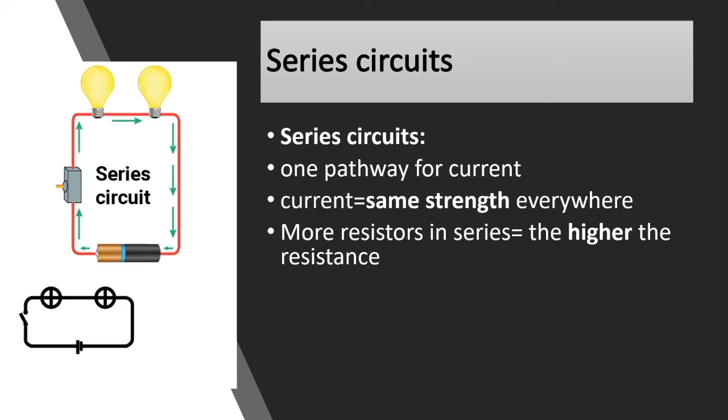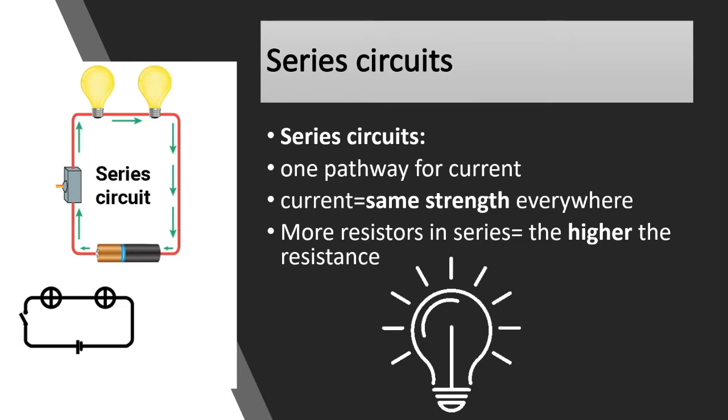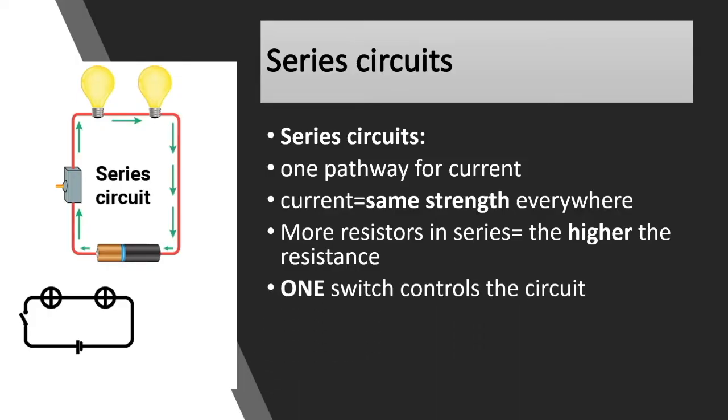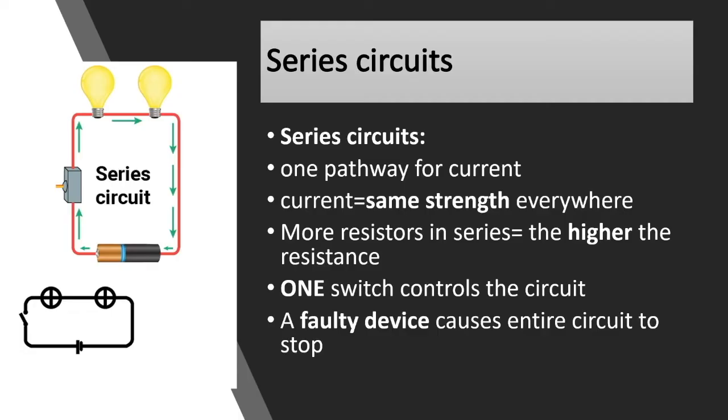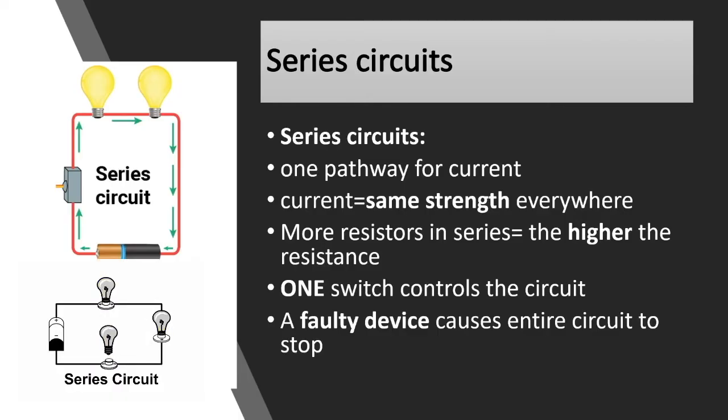So if we add more resistors like light bulbs or resistors in general, the higher the resistance will be of the series circuit. In a series circuit, because there is only one pathway, we only need one switch that will control the circuit. So if we switch the switch on, the current will flow. If we switch it off, the entire circuit's current will stop flowing. In series, if there is a faulty device, which means a device that will not work, or a light bulb that is blown, or a broken device, it causes the entire circuit to stop flowing.